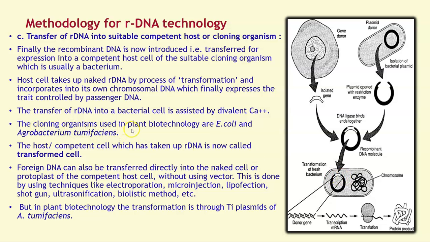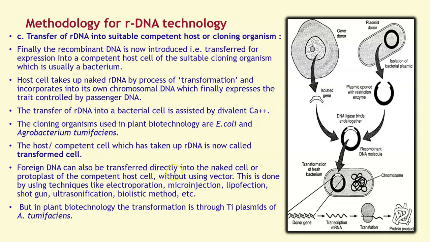The cloning organisms used in plant biotechnology are E. coli and Agrobacterium tumefaciens. The host, that is a competent cell which has taken up the rDNA, is now called a transformed cell. So this here is a transformed cell.